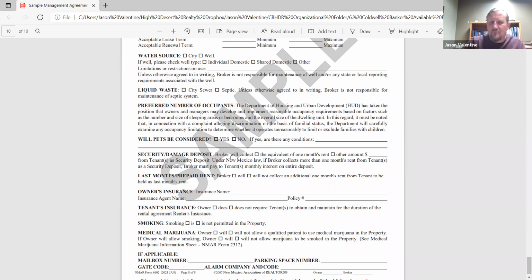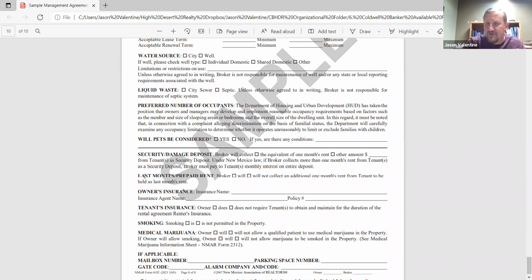The security deposit, we are typically collecting 1 month's rent as a security deposit that we hold in a trust account, just in case anybody skips on rent or what have you. I typically don't ask for prepaid rent.